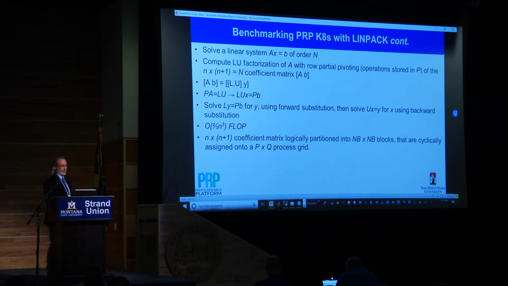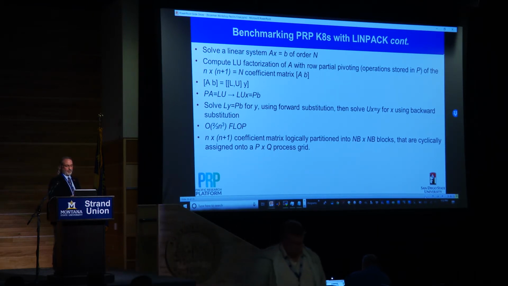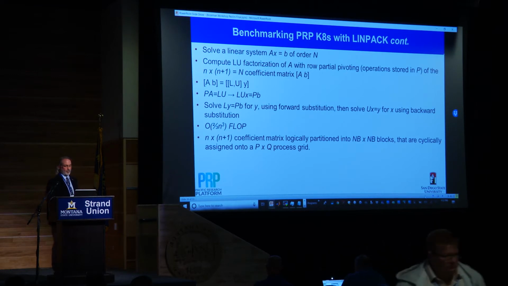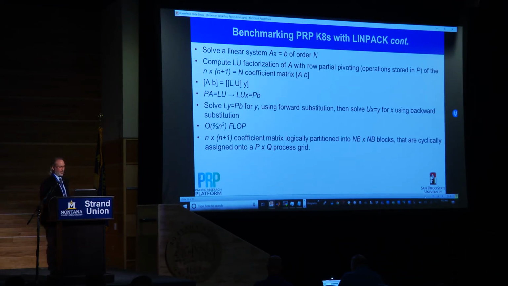Okay, so the idea of this benchmark is you have a system, you want to solve Ax = b for a given n. You're going to do an LU factorization of A using partial pivoting. Once you construct LU, you can quickly solve, because you have Ly = Pb, you solve for y using forward substitution. And once you have y, you can solve for x by solving Ux = y. This has a complexity of 2/3 n cubed flops.